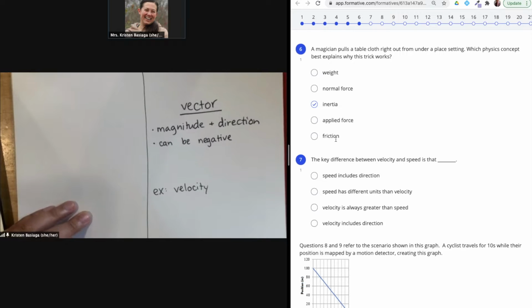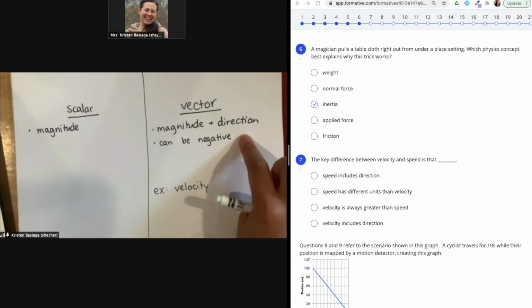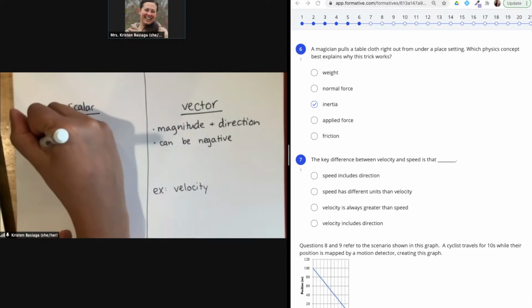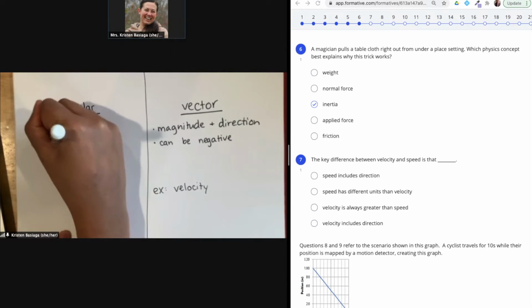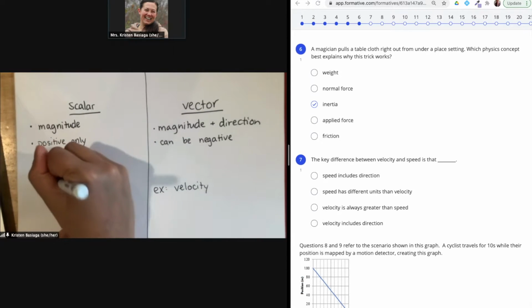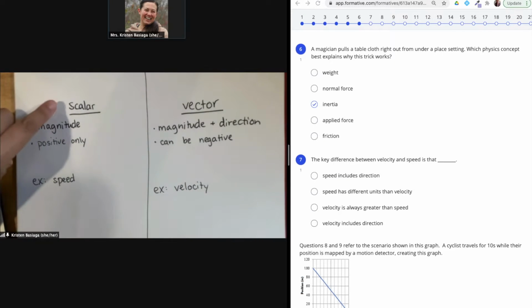Whereas speed is a scalar. Since it's a scalar and doesn't include direction, it can't be negative. A scalar can be positive only. And speed is a scalar. I remember that because S for speed, S for scalar. So the key difference between velocity and speed is that velocity includes direction.